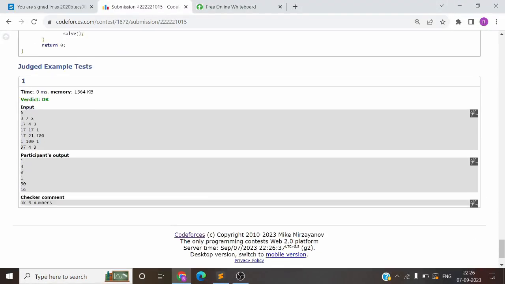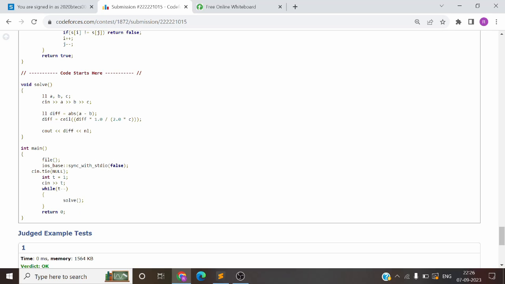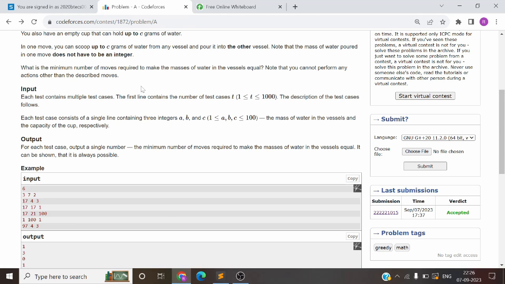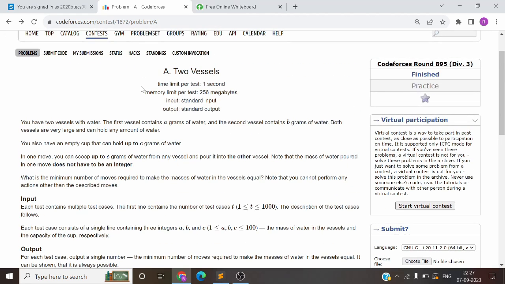So you can see the code is very simple. We have first checked the absolute difference between them, and then we have just divided that difference by 2 and then by c, and we have printed the value. So yeah, straightforward question. Hope सबको समझ में आ गया होगा. If not, then you can put in the comment box if you have a doubt somewhere. I will try to answer in the comment box, or I will answer it in the next video.